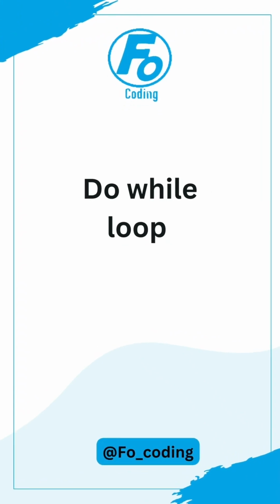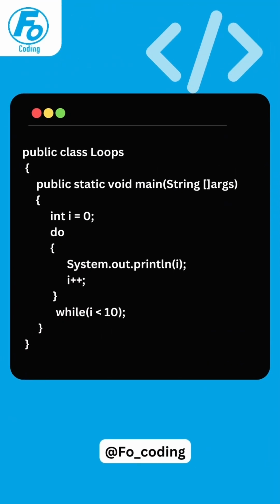A different variation of the while loop is a do while loop. The do while loop will start running before checking if the condition is true, and will repeat the code if the condition is true. The do while loop will be executed at least once, no matter whether the condition is true or false.